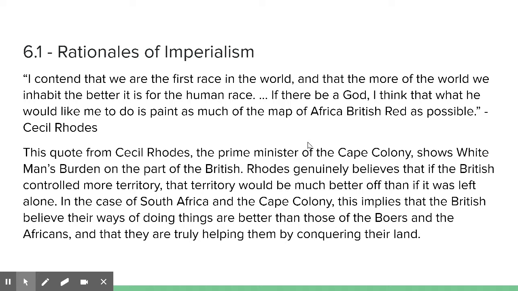So Cecil Rhodes was the prime minister of the Cape Colony, which is the southern tip of Africa. And this shows the white man's burden on the part of the British, because Rhodes genuinely thinks that the British are the best civilization or government, and that the more of the world that they have control over, the better off those areas will be.